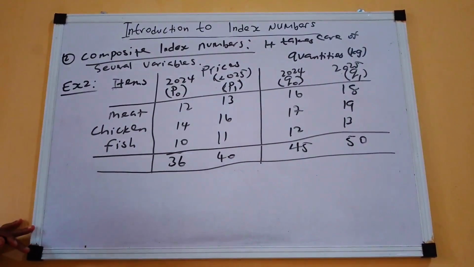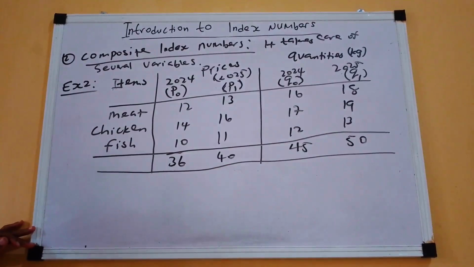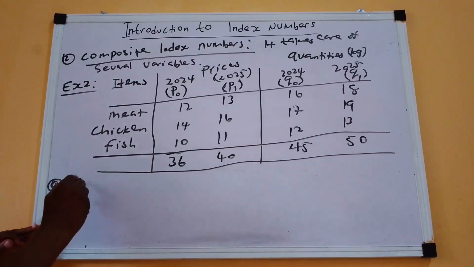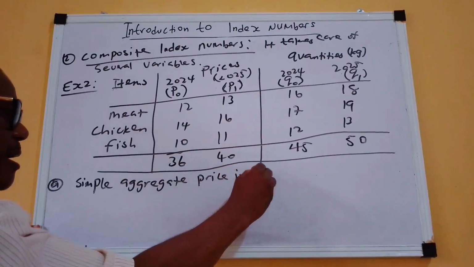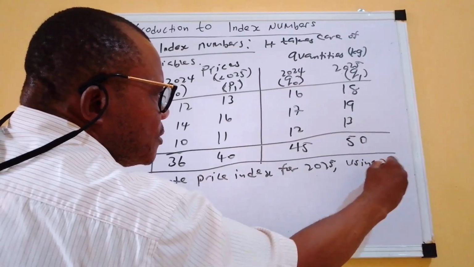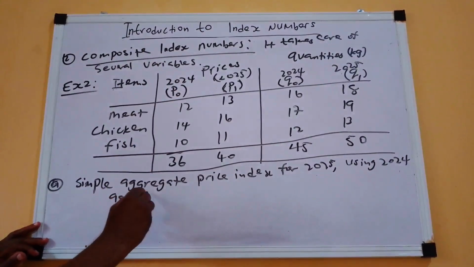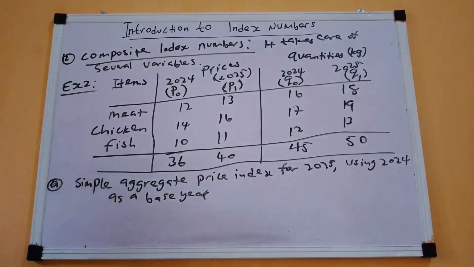So now, this is how we calculate the composite index numbers. They are of two types. One will be for the prices, then the other will be for the quantities. So I call number A the simple aggregate price index for 2025, using 2024 as a base year. So its comparison now is in aggregate form, because the composite index number takes care of several commodities, while the simple index number takes care of one commodity.